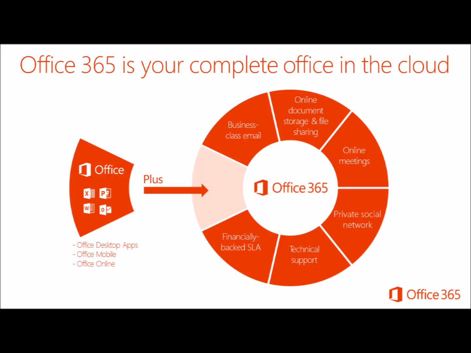Financially backed means they guarantee a 99.9% uptime. They don't just say they're going to be up 99.9%; they actually back it up with money. If they fail to achieve that goal, they either give you a credit or some type of financial compensation. So it's a guarantee that you're going to be available all the time. Before Office 365, it was very hard to achieve this uptime.